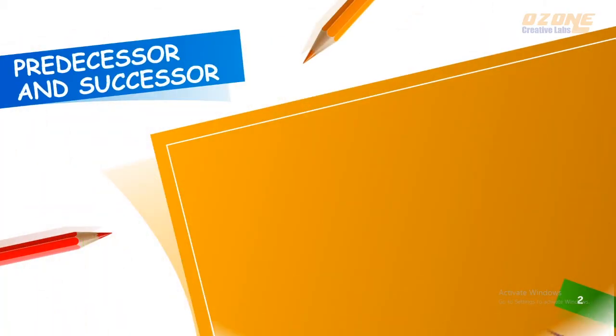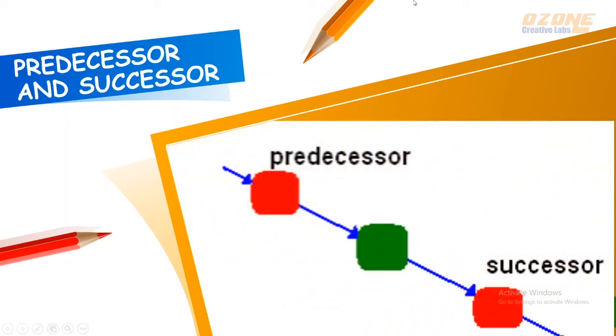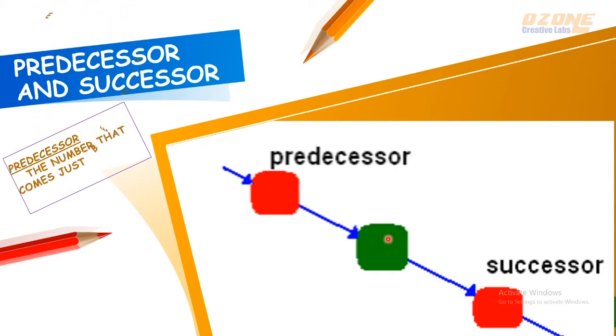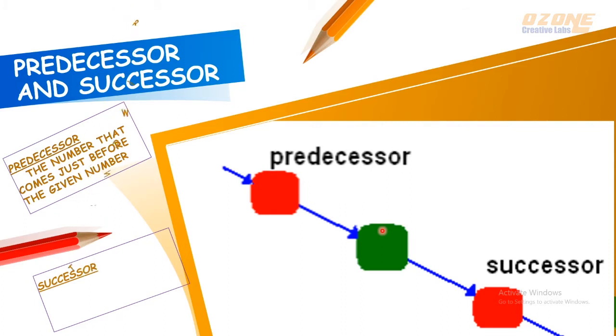First we'll see what is predecessor and successor. So here a picture is given with 3 squares. Predecessor is nothing but the number which comes just before the given number, and successor is the number which comes just after the given number.